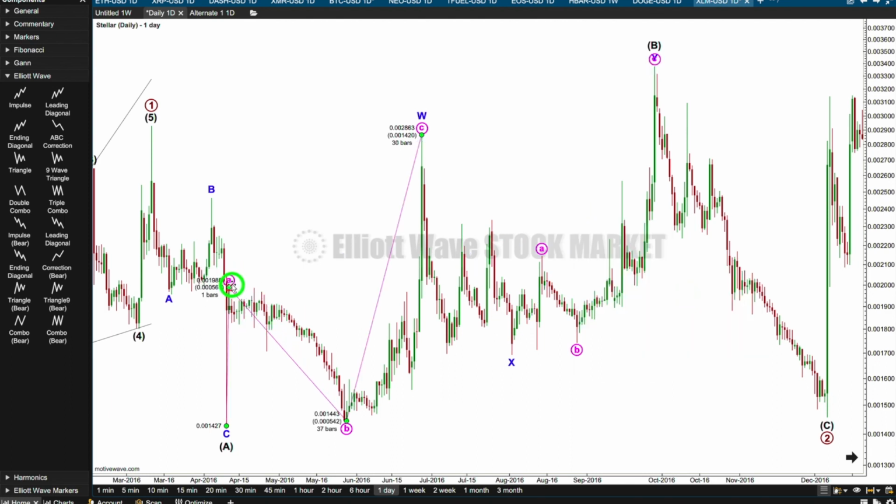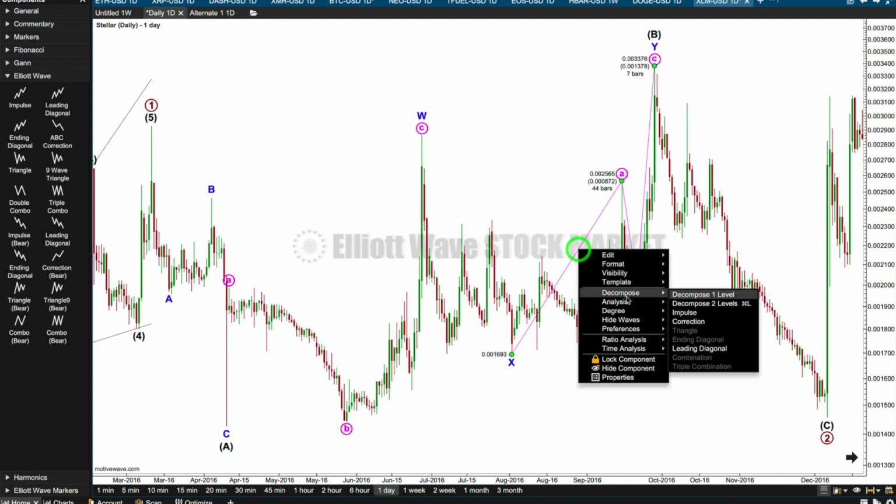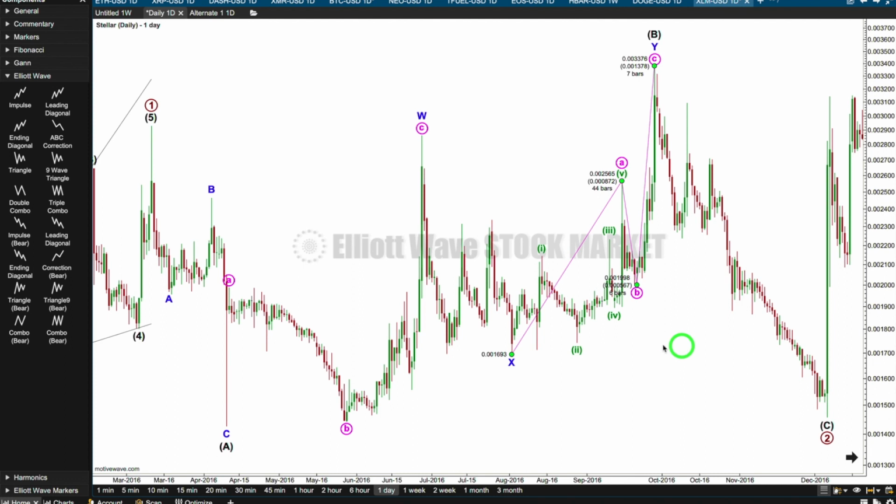Put A here. Nope. A could be here. Is this a leading diagonal? No. 3 is longer than 1, 5 is longer than 3, but 4 is shorter than 2. I think it could be like this. That's what I was thinking. Now that looks pretty good.